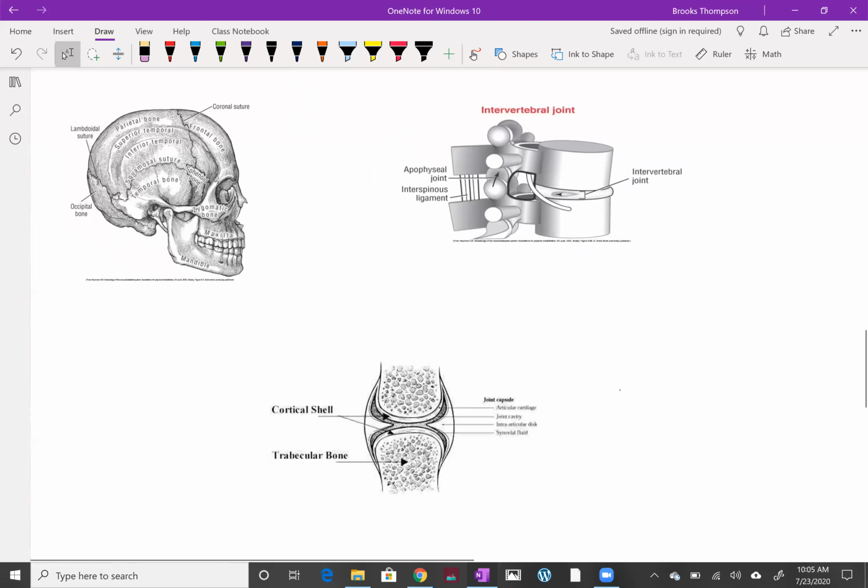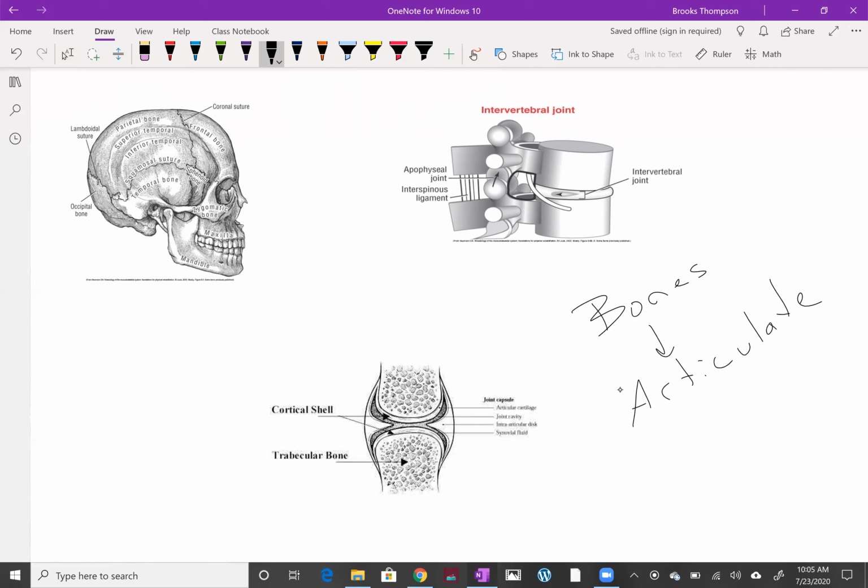So now we're going to talk about joints. So you have bones. Bones, if you have more than one, articulate to form a joint. So there are multiple kinds of diarthrodal joints. But these are the three main classes of joints. And within those classes, especially the synovial joint, you'll see that there's tons of different kinds.